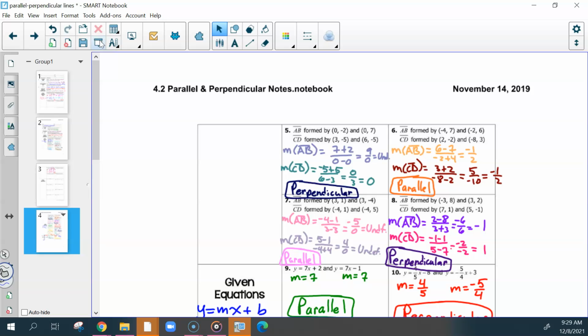Number 6 was parallel. They both should have had a slope of negative 1/2. Your number 6 may be on the front. And then 7 and 8, I think, for you are on the back.